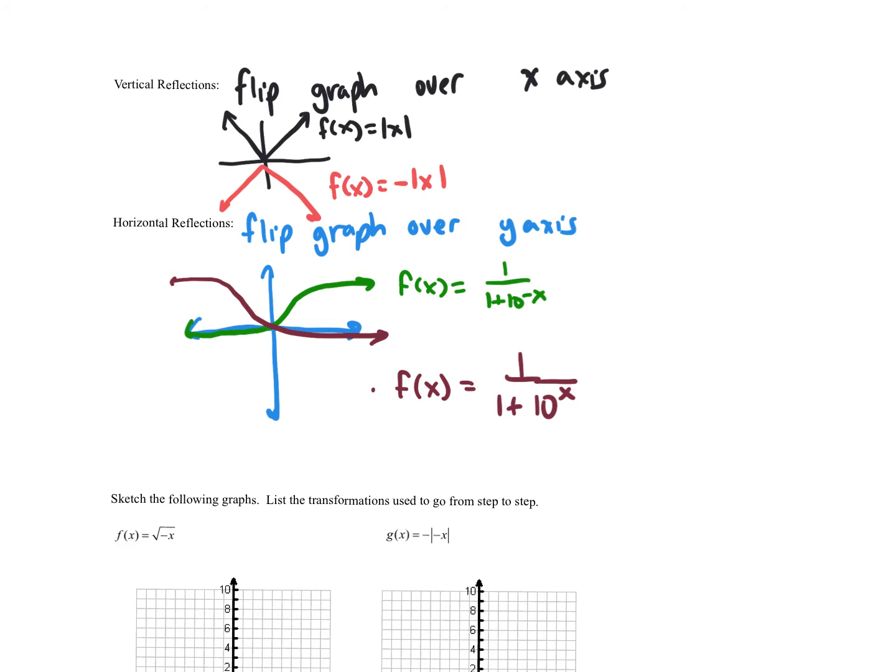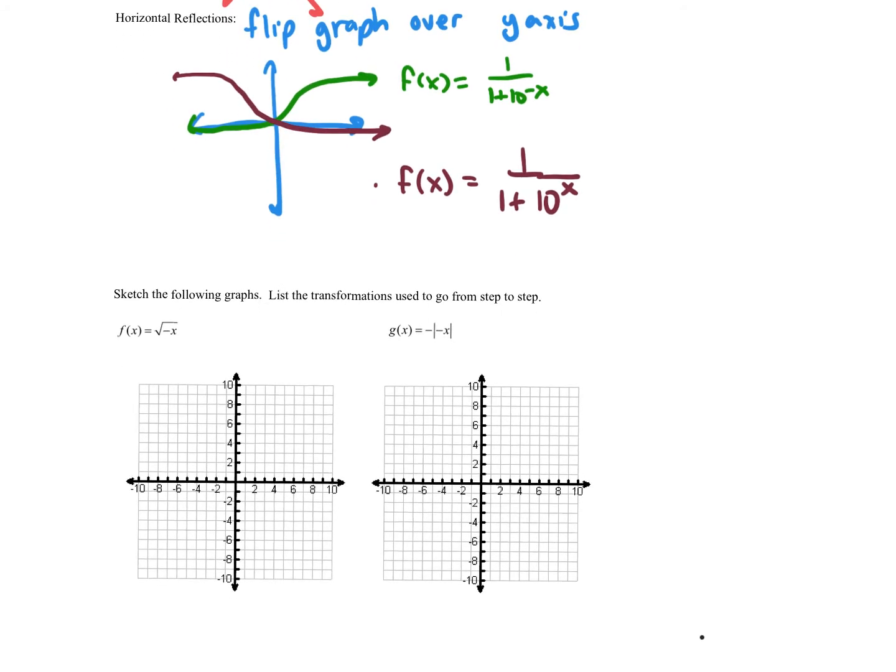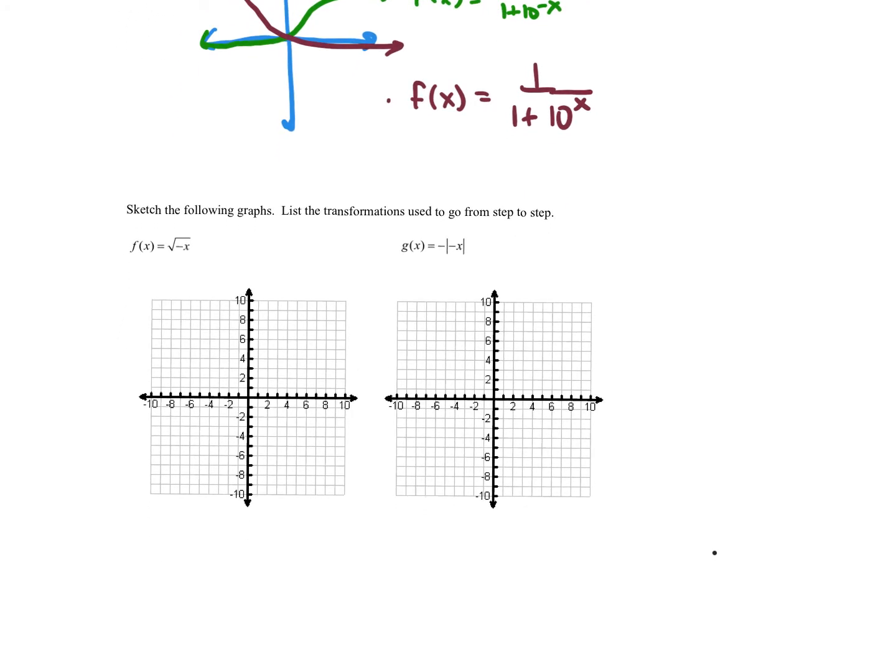So if we look at these, we have one of each. This one's inside, so this is a horizontal reflection. And remember, anytime you're doing horizontal stuff, that is going to influence the x. So when we do this, we have our original square root function, (0, 0), (1, 1), (4, 2), looks like this. There's my original square root function. We did that one before.